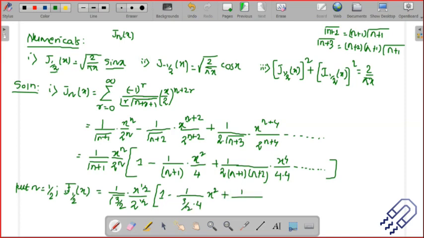Plus 1 divided by 2 times half plus 1, that is 3 by 2, half plus 2, that is 5 by 2, then we have 4 into 4 into x to the power 4, and so on. Simplify this, get cancelled, it's 3 2, done. This and this get cancelled, and then this gets cancelled, this is there.